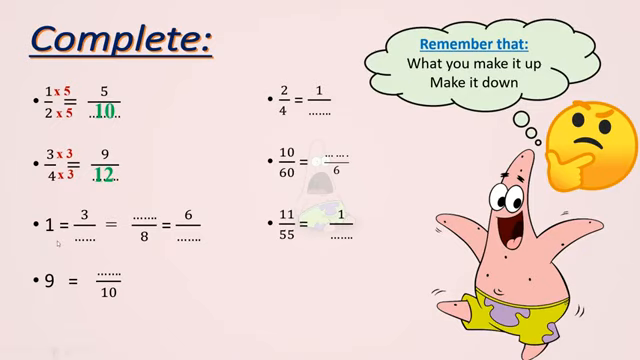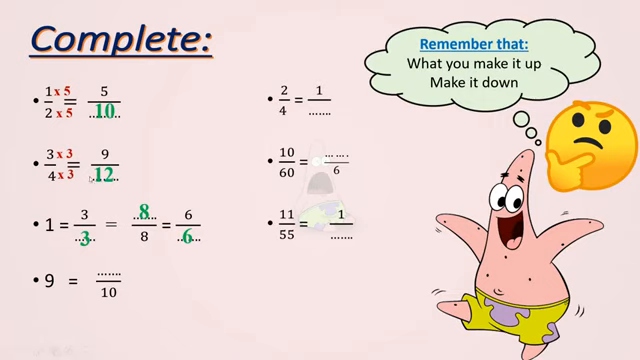Let's move to the other one. This is the whole number 1. And we said before, the whole number 1 means any number over itself. Like 3 over 3 makes the whole 1. 8 over 8 makes the whole 1. And 6/6 makes the whole 1. Any number over itself makes the whole 1.